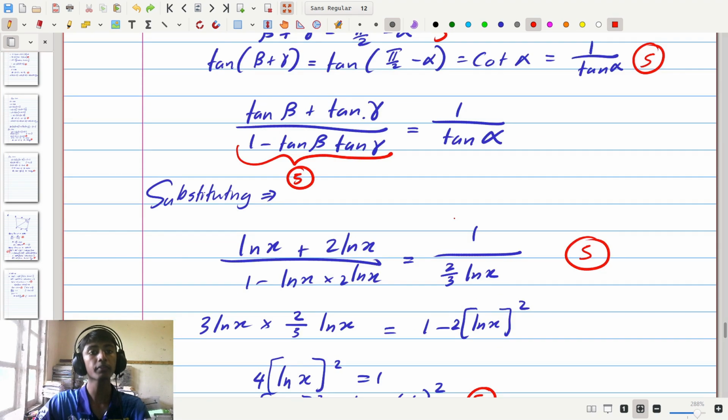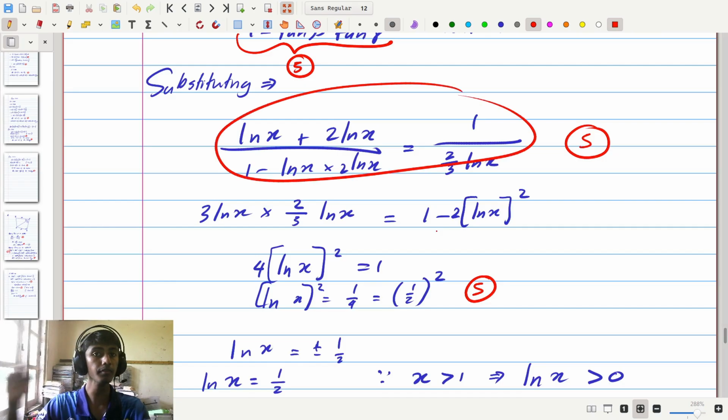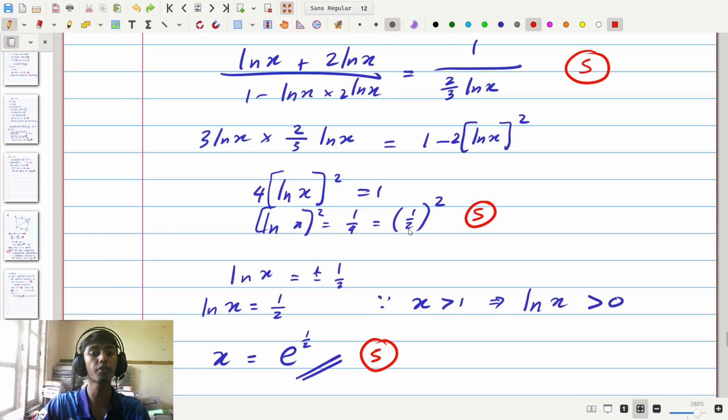And then when you expand the tangent of a plus b into tangent of a plus tangent of b, divide by 1 minus tangent of a times tangent of b, you get 5 marks for that. And finally, when you substitute the tangent of the three angles like this, you get another 5 marks. Now after that point, when you then simplify for a quadratic and get the natural logarithm of x squared must be equal to 1/2 squared, you get 5 marks.